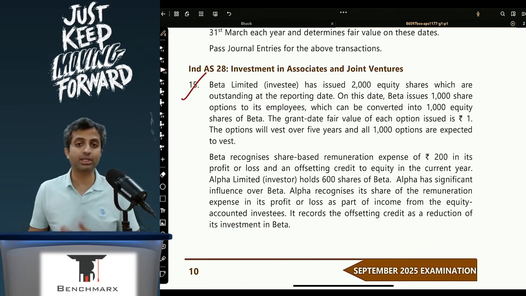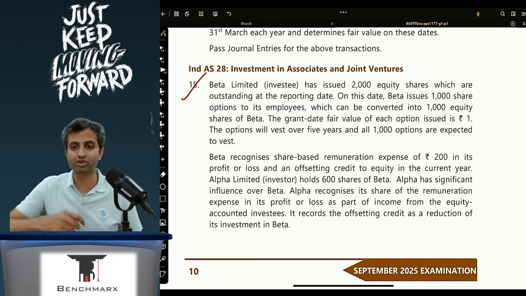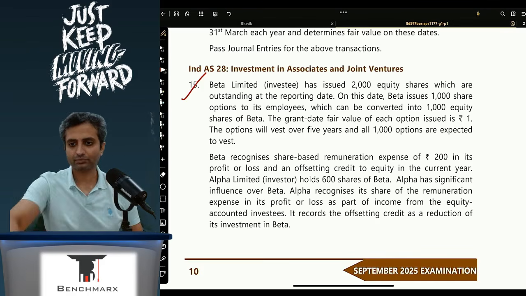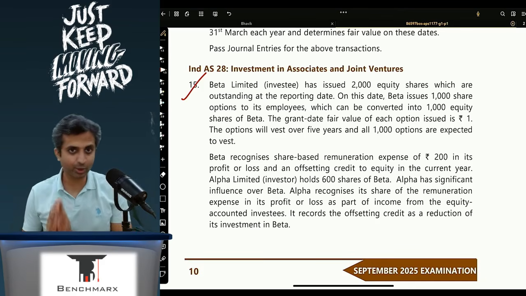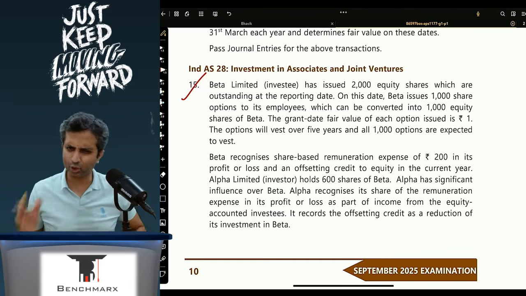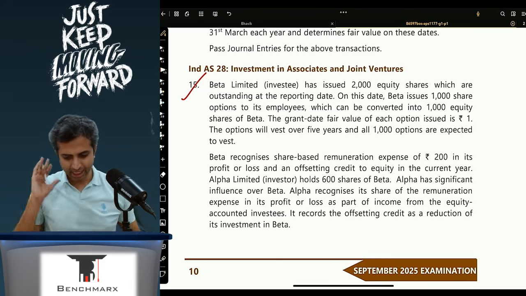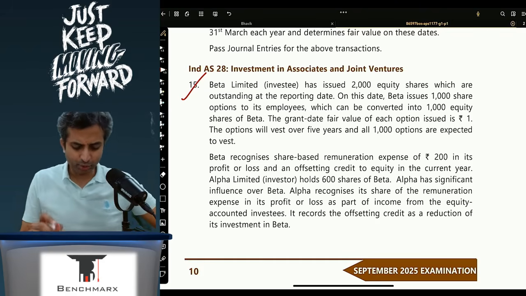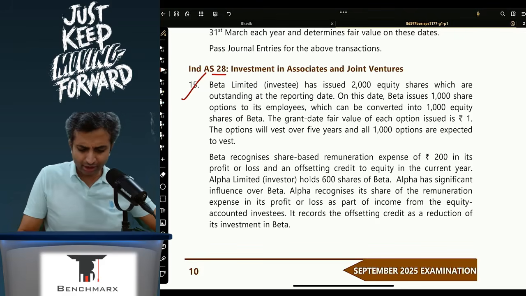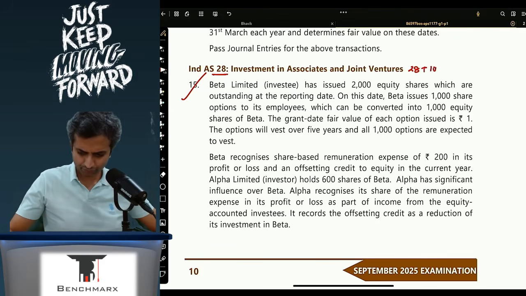Now, this is a question which involves associates as well as share-based payments. So again with the routine, read this question entirely and then go. It's a small question, but still read this. I hope you have done the grind. Let us review this. Again, this is not Ind AS 28 alone. This is Ind AS 28 plus Ind AS 102 share-based payments.